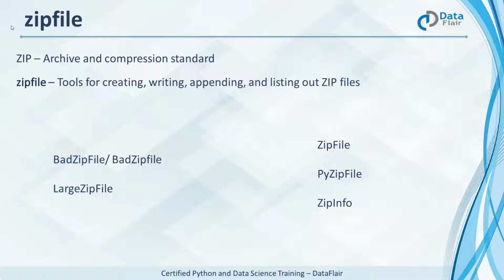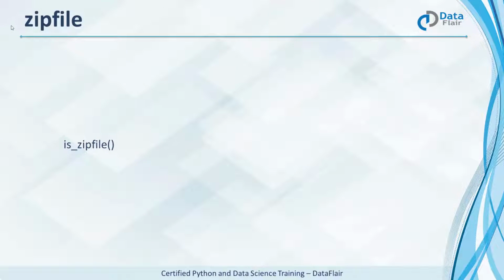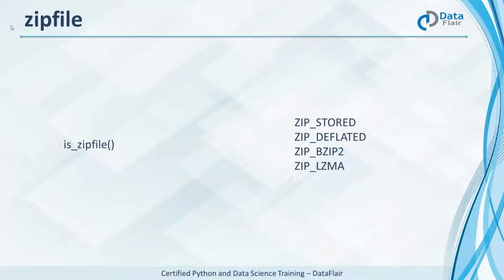ZipFile helps read and write zip files. PyZipFile helps create zip archives holding Python libraries. And ZipInfo represents information about a member of an archive. It has this function to check whether a file is a valid zip file, and these constants are numeric.